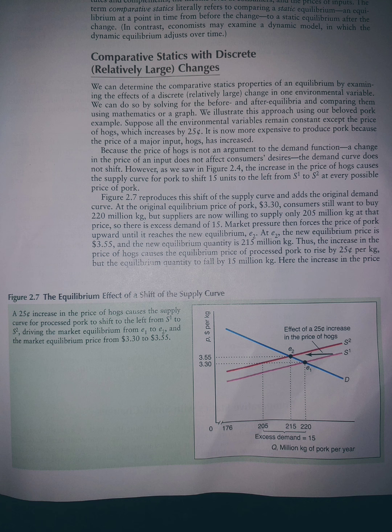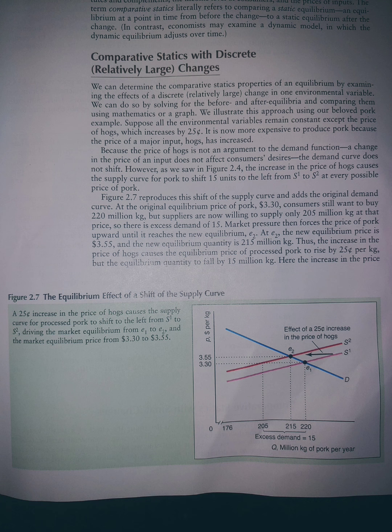Suppose all of the environmental variables remain constant except the price of hogs, which increases by 25%. It is now more expensive to produce pork because the price of a major input, hogs, has increased. Because the price of hogs is not an argument to the demand function, a change in the price of an input does not affect consumers' desires. The demand curve does not shift.